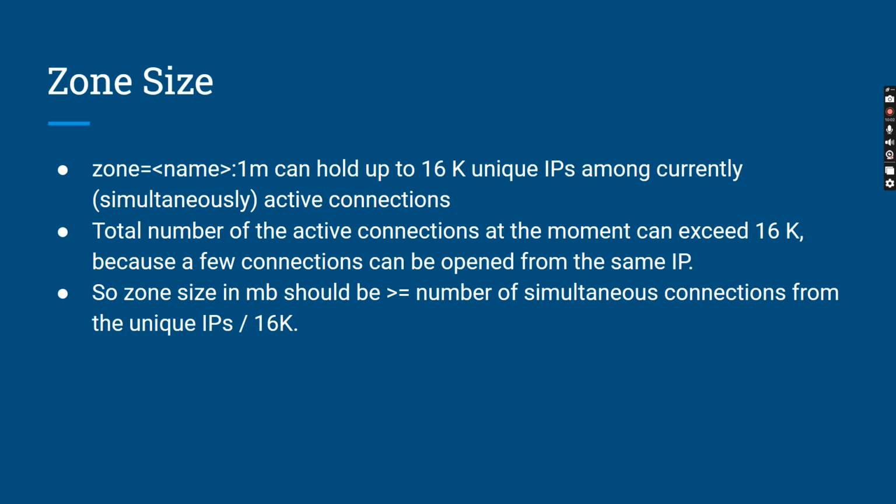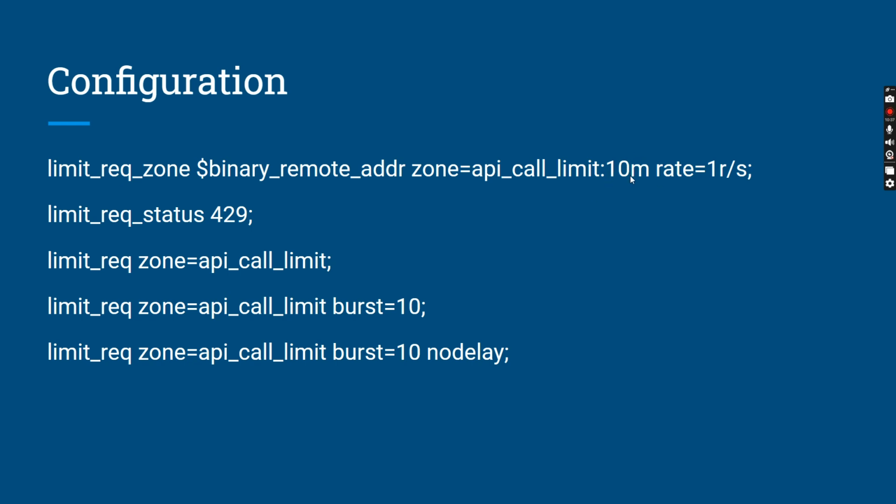But if your web server is handling more than that, you need to do a calculation. You take the total number of simultaneous connections from unique IPs and divide by 16,000. Your zone size in MB should be greater than or equal to that number. Total number of unique simultaneous requests divided by 16,000 gives a number. Put that in MB, or a higher value in MB, for the zone. That will take care of the zone size. This is the memory size that will be allocated for the zone.